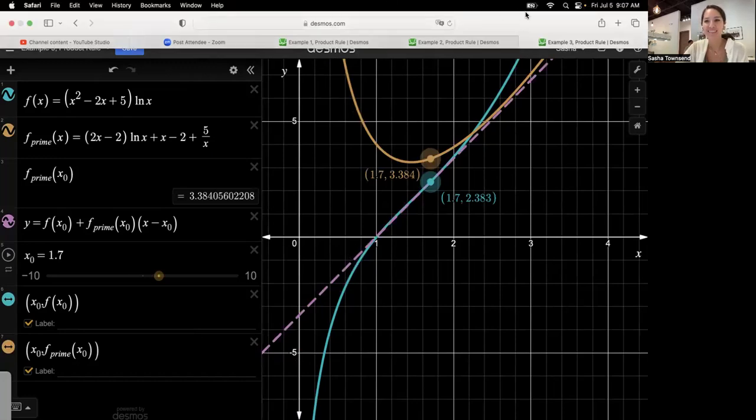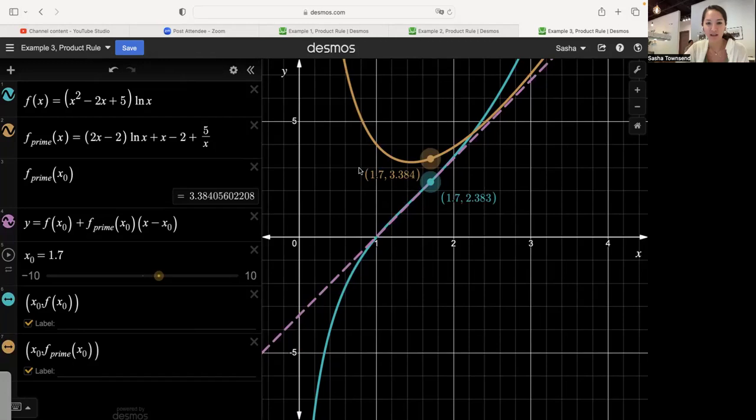So I think we're going to stop there. We'll do the quotient rule in another video. But just remember, whenever you're applying these rules, derivative of the first times the second plus the derivative of the second times the first for the product rule, the whole point is to find another function that gives you the slope of the original function. And we're just emphasizing that by looking at these graphs.